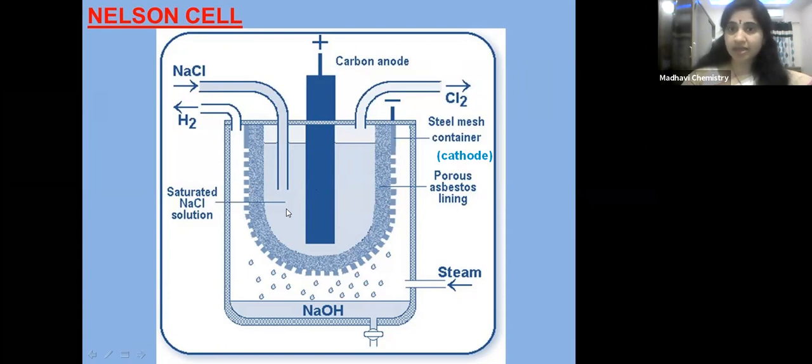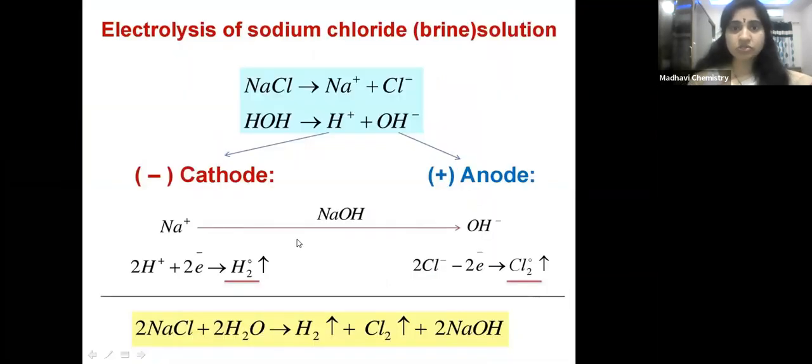When electricity is passed, then what happens? Chlorine liberates at the anode and hydrogen gas liberates at the cathode, and at the bottom of the container sodium hydroxide is collected. So now let us see the electrode reactions. We know that we have considered brine solution, which means NaCl in water. After passing electricity, NaCl dissociates into Na+ and Cl-, because it is an ionic compound, children. Since we are passing electricity, water gives H+ and OH- ions.